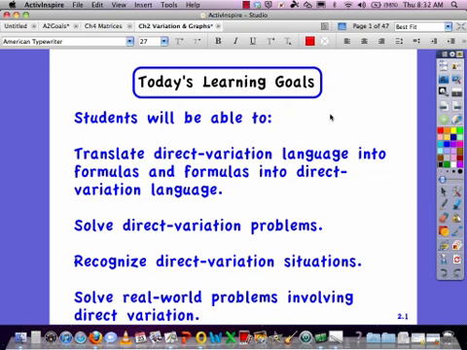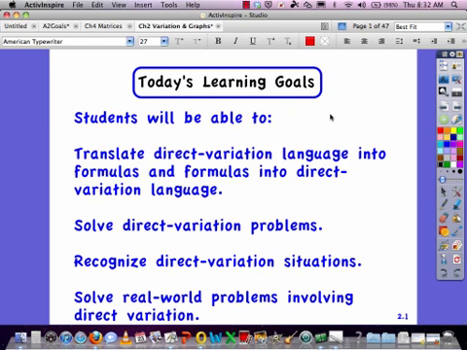Today's lesson is the beginning of Chapter 2. Chapter 2 is about variations in graphs, and our discussion today will be about the first type of variation called direct variation. You can see our goals. We have several.